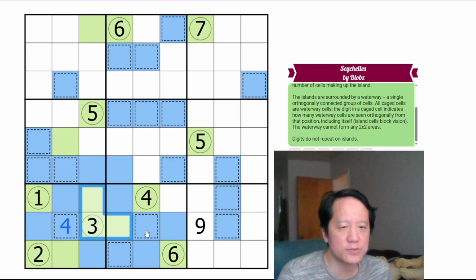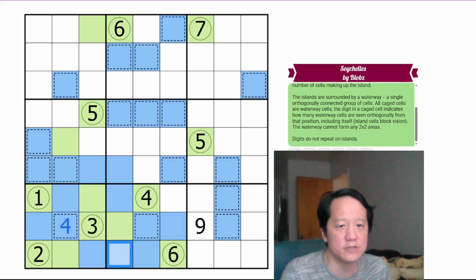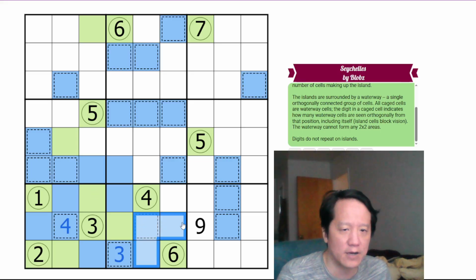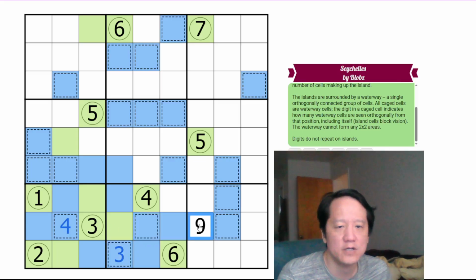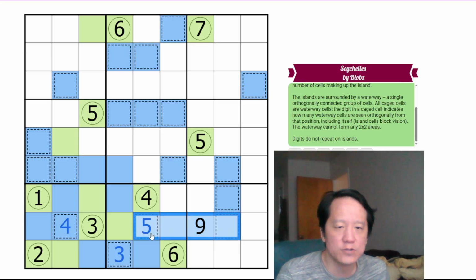This is size 3. This sees 3 cells that are waterway, so that's 3. This sees 1, 2, 3 right now. It must see more than that because we have 3 in the box. So it has to go here, blue. That sees 5 at least. So this is 5 or 6 cells that it sees. It cannot see 6, so therefore it must be 5. So therefore we must have a land there because we can only see 5 waterway cells here.